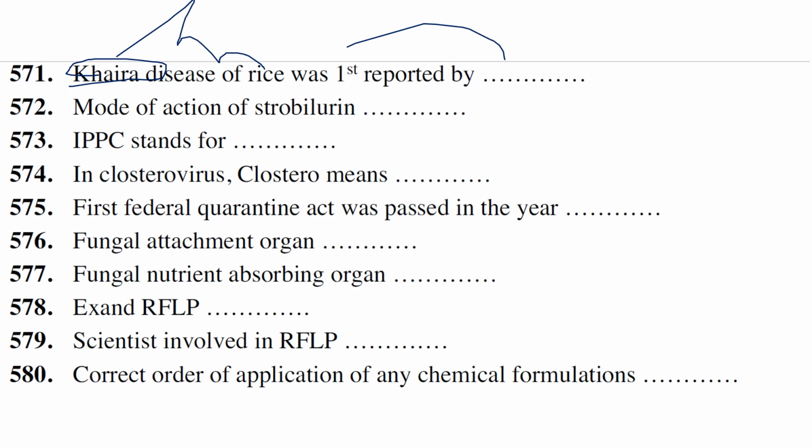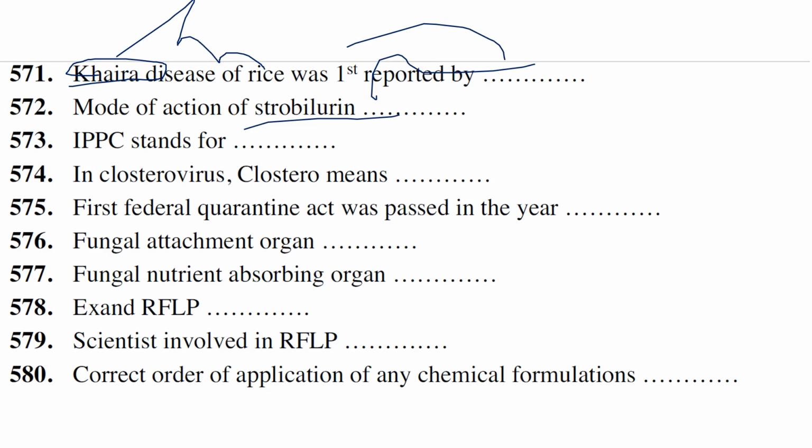Okay. Mode of action of strobilurin. The strobilurin group of fungicides inhibits mitochondrial respiration. Mitochondria is energy generation, right? The powerhouse of the cell. So if there is no power, how will it survive, right? It will be difficult. So the mode of action of strobilurin is that it cuts or inhibits mitochondrial respiration.